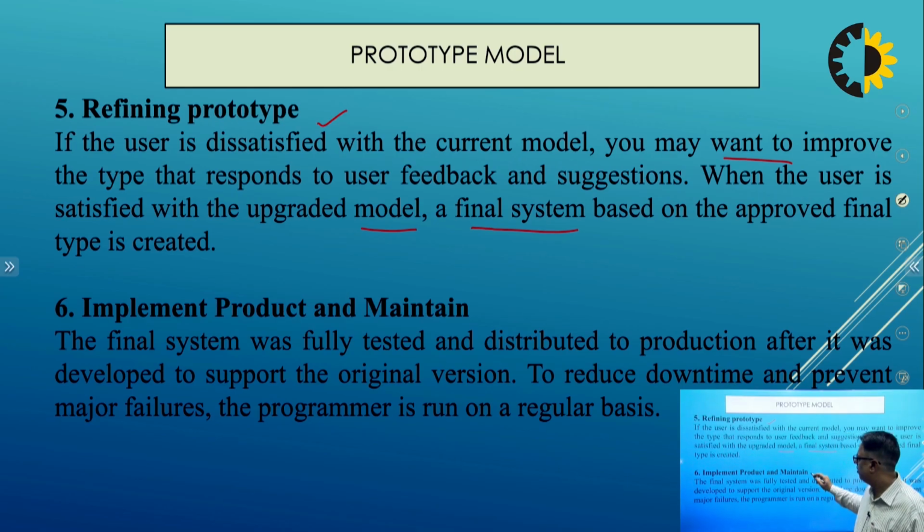Now the sixth phase and stage is implement product and maintenance. The final system is fully tested and distributed after it was developed to support the original versions. After completion of customer evaluation, if the customers are satisfied, then we have to use all the SDLC phases like designing, coding, testing and maintenance.